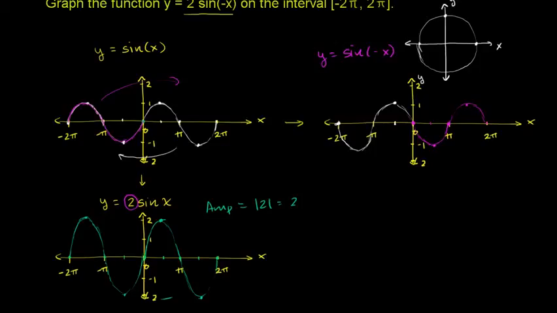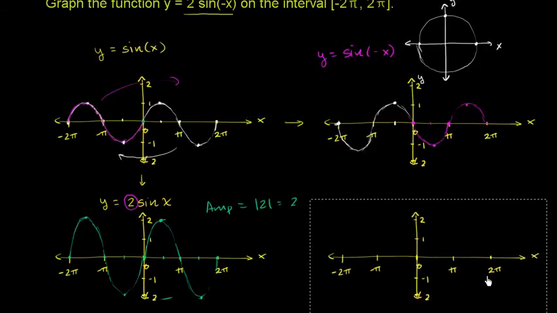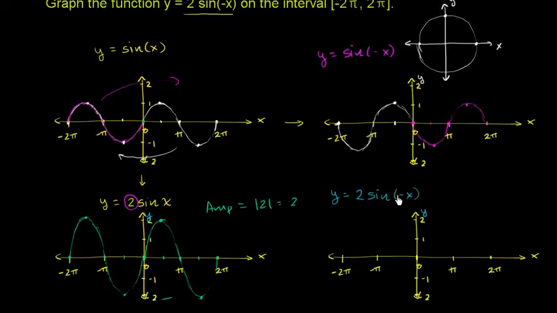So let me put my little axes there one more time. And now let's try to do what was asked of us. I'll do it in a new color. I'll do it in blue. Now let's graph. So this is our y-axis. Let's graph y is equal to 2 times sine of negative x.